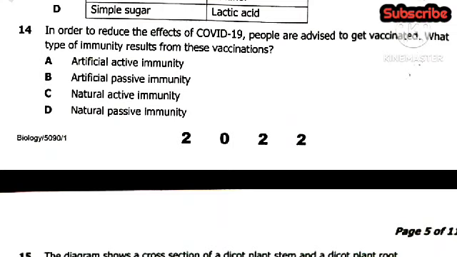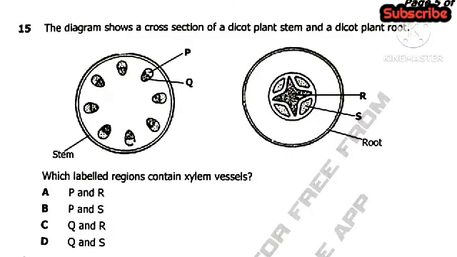The COVID-19 vaccine has a virus inside, and a bacterium. Okay? So definitely it's a natural thing. It's a natural thing, and it's very active. So the answer is C. Natural, active immunity. Why natural? Because of the presence of the virus and bacterium. The answer is C.